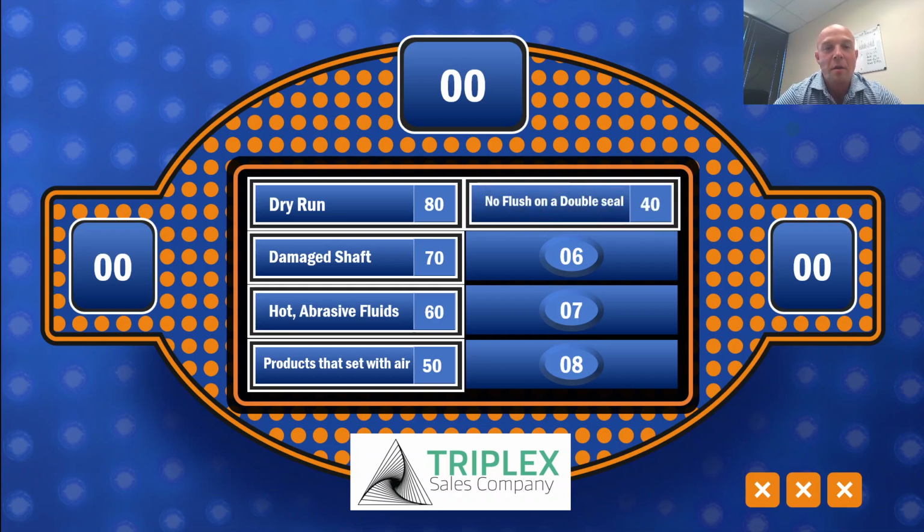Next reason, one of the most common reasons why we have people burning up seals: no flush on a double seal. Whether you run a double mechanical or a double O-ring seal on a U1 or a U3, you have to use a flush, and that flush has to be set up properly.